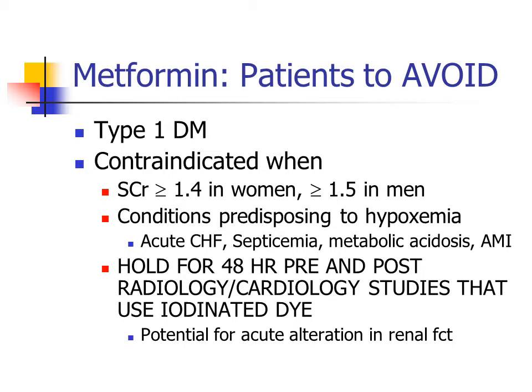Similarly, patients who have conditions that predispose them to hypoxemia, which then can lead to decreased renal perfusion, should not be prescribed metformin. Those are patients with acute heart failure, septicemia, metabolic acidosis, and acute myocardial infarction. The reason behind all of this is anytime that there's an alteration in renal function, we're increasing the risk for a metabolic acidosis due to metformin. It causes a renal tubular acidosis in some cases, and the risk increases when there are other renal risk factors present.